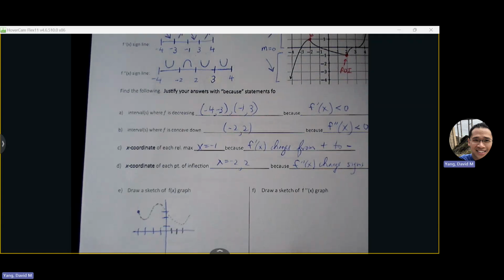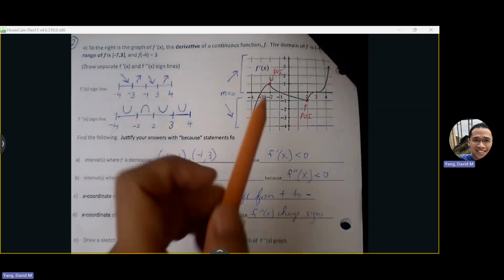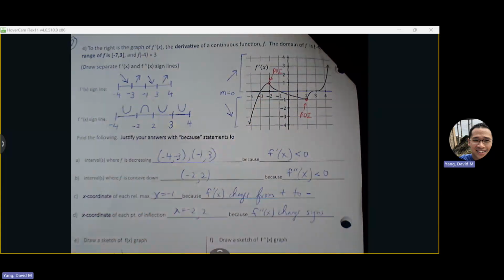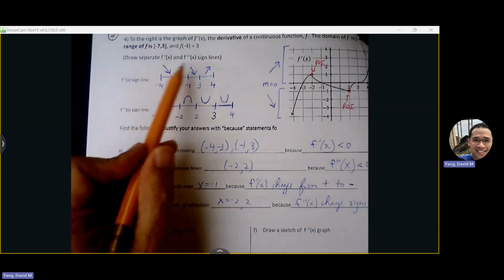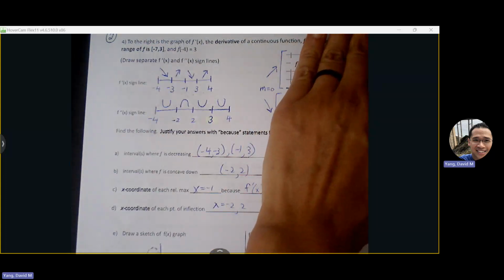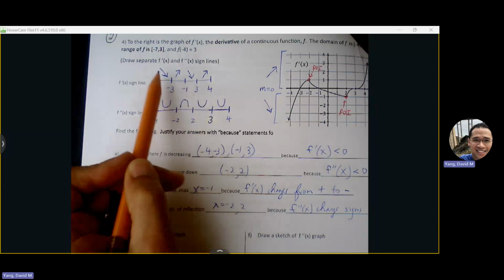It should not look like your f prime graph. If you end up looking at your f prime graph, you're going to start copying it, and it's going to start looking the same. So base it off of your sign line. You're going to cover up your derivative graph. You're just relying on the sign line to build your shape or your movement.